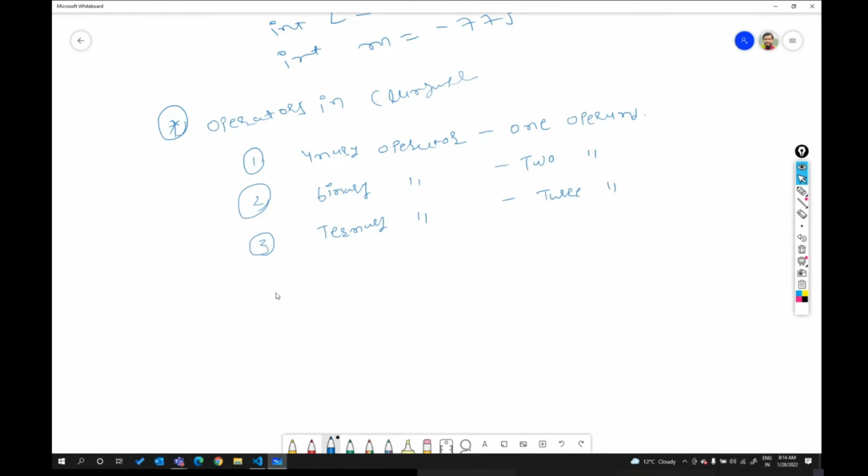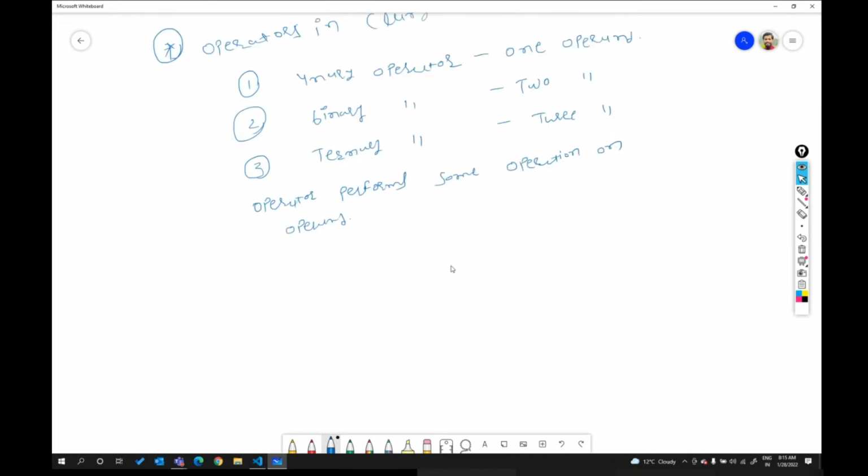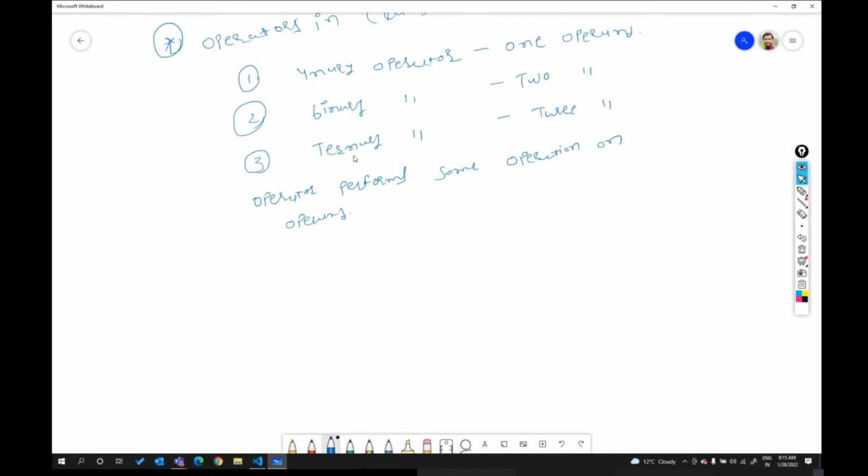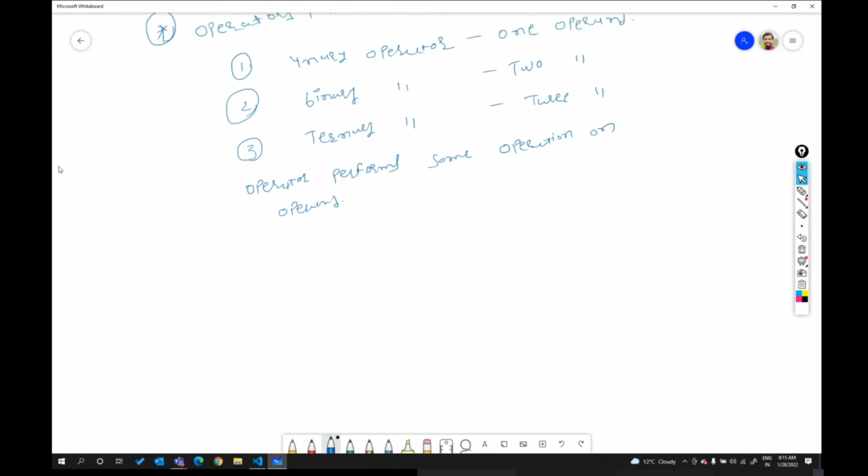So an operator performs some operation on operands. What is unary, what is binary, what is ternary, we will see after I write down the list of how many operators are available in C language. So the first one is the arithmetic operator.